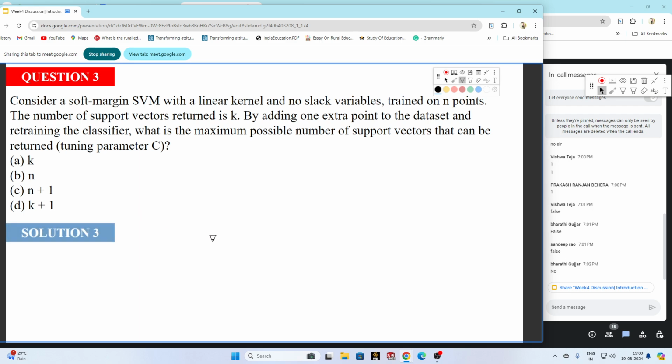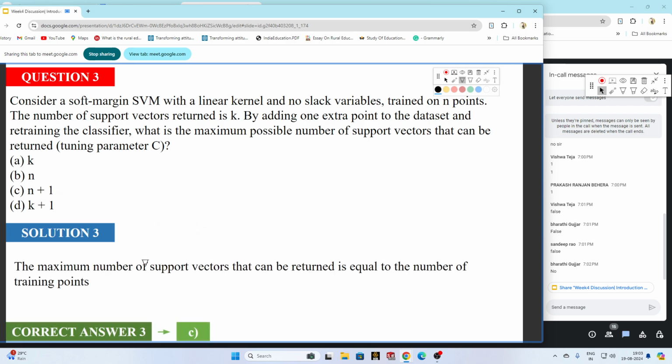Yeah, it can be D or it can be C. The maximum number of support vectors that can be returned is equal to the number of training points. So this k is actually equal to n here, because your maximum number of support vectors is always equal to your data points. Now we are increasing data points, that is why your maximum number of support vectors will be equal to n plus 1, that is C is your right answer.